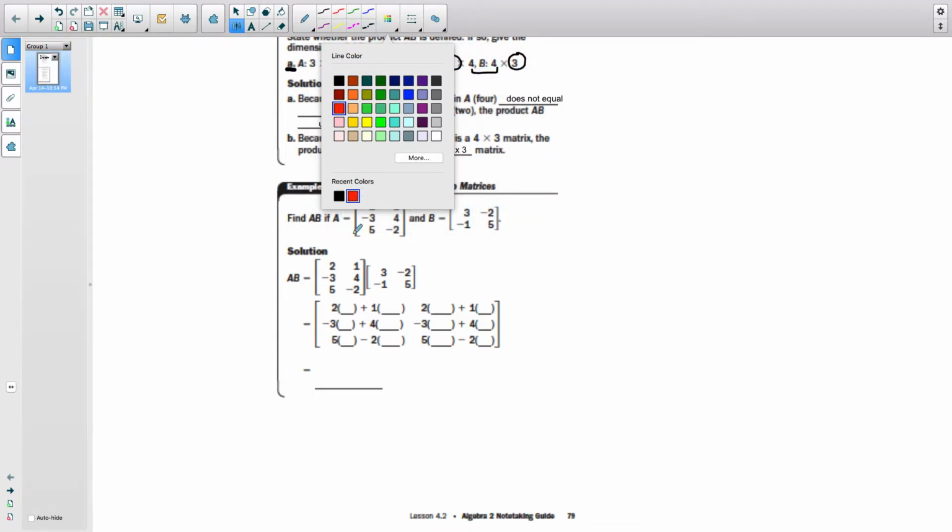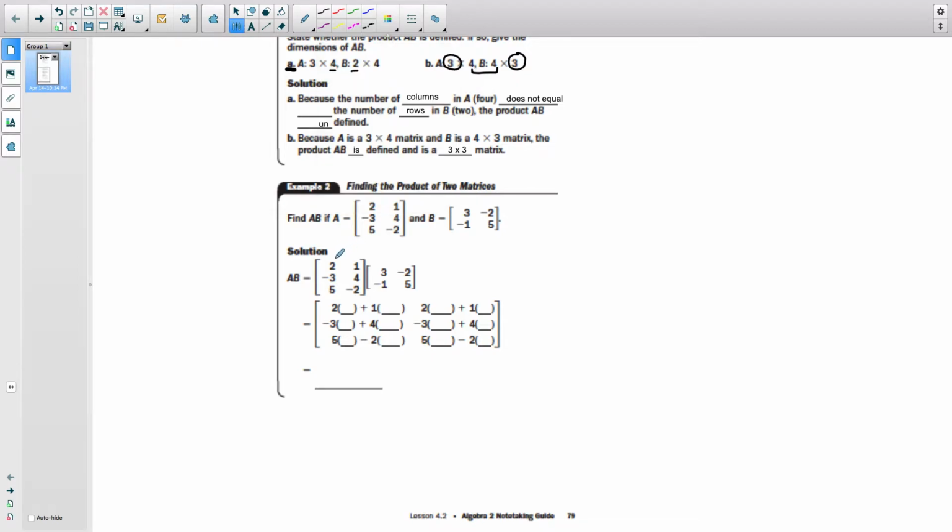Okay, it is red. Just making sure. All right, so I'm going to multiply this first row here by this first column.